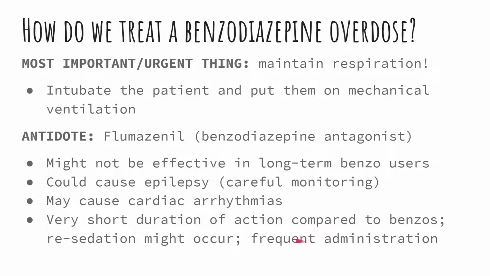And this is where something called resedation might happen. When we don't administer flumazenil frequently, when a patient with a benzodiazepine overdose comes in and we only give them flumazenil once, because of the very short duration of action, once the flumazenil wears off, the benzodiazepine is still in the patient's system. So as soon as the flumazenil wears off, the benzodiazepine is going to continue to cause an overdose and the patient will be sedated again. We call this resedation. To prevent resedation, we have to do frequent administration of flumazenil. We keep giving the patient this antidote until the benzodiazepine leaves their body.